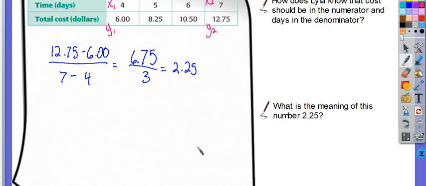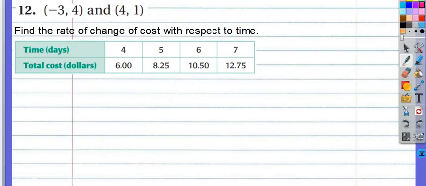The thing that you might not have grabbed onto was how does Lila know that she's supposed to have dollars in the numerator and days down here in the denominator? You can go back and look at the instructions: find the rate of change of cost with respect to time. So how does she know that she's supposed to have dollars in the numerator and days in the denominator? Tildy? Well, rate should be on the top. Rate should be on the top?